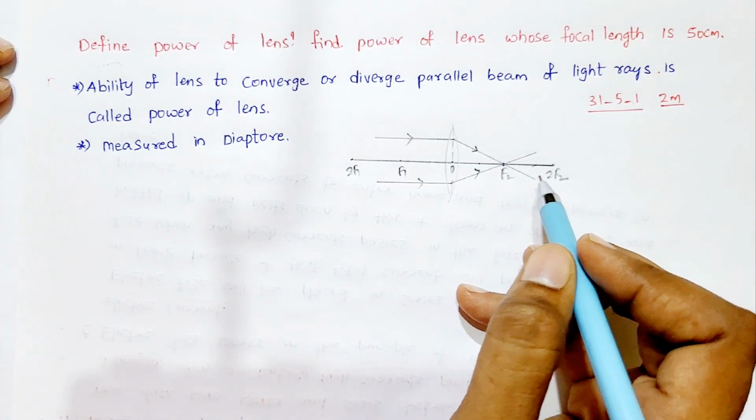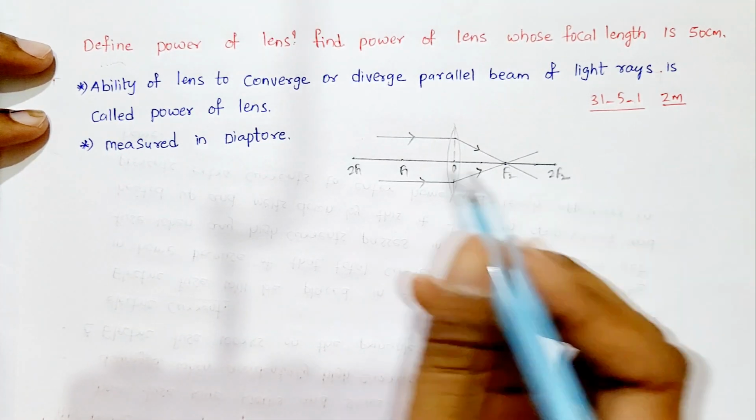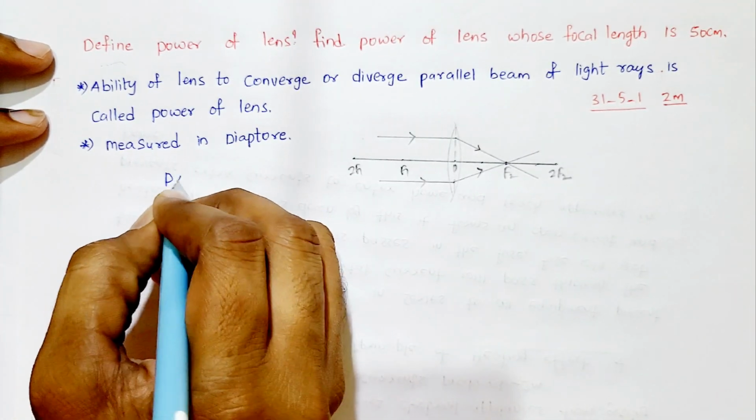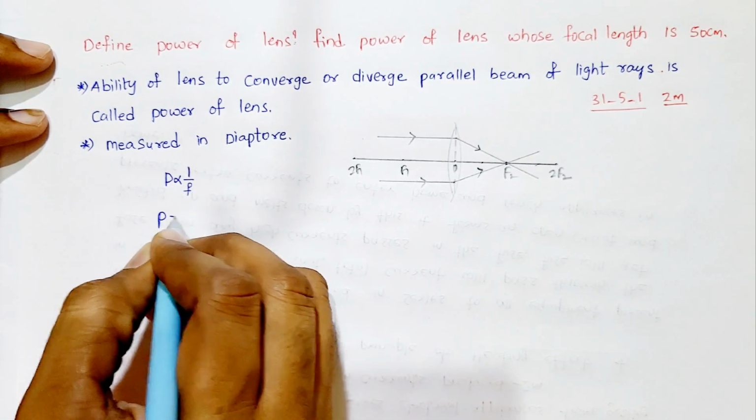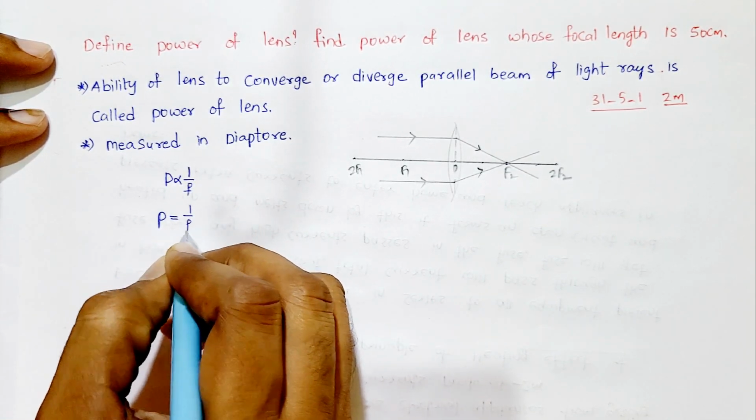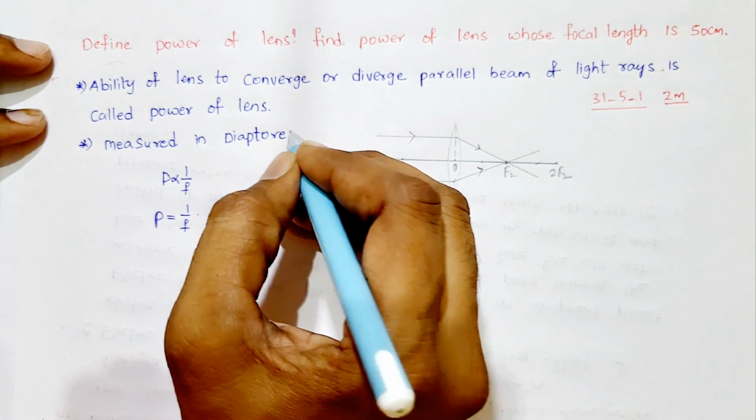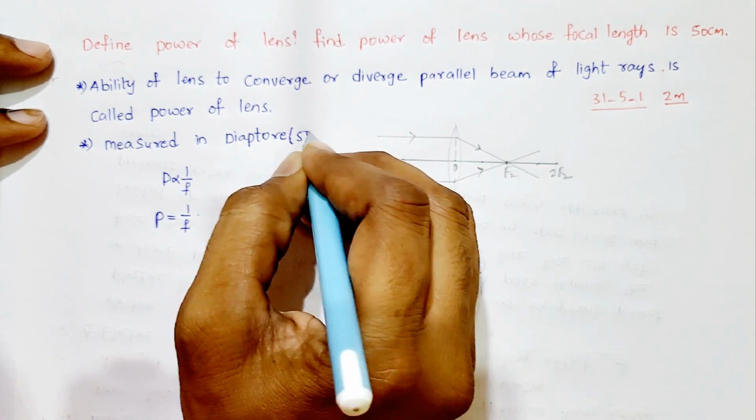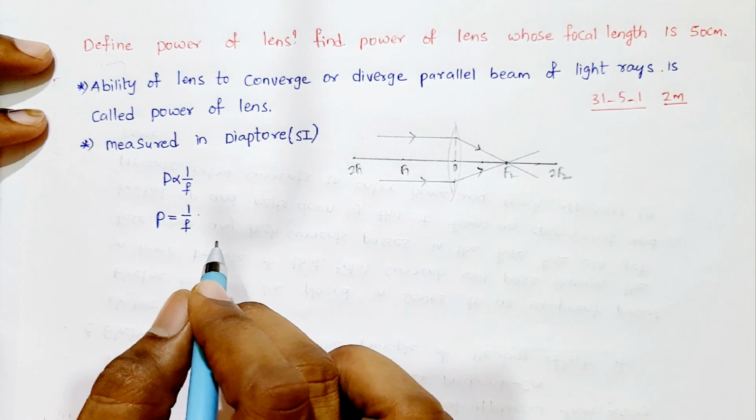That's why power of the lens and focal length will be inversely proportional. From there we will get P is inversely proportional to focal length. Proportionality constant will be 1. So P will be equal to 1 by F. So this power we measure in diopter. Diopter is SI unit. So focal length also should be in SI unit only.